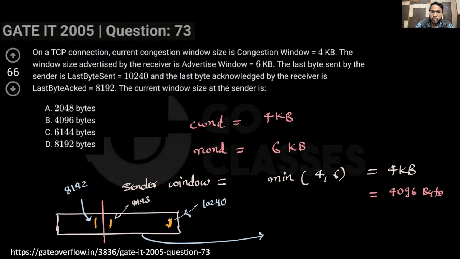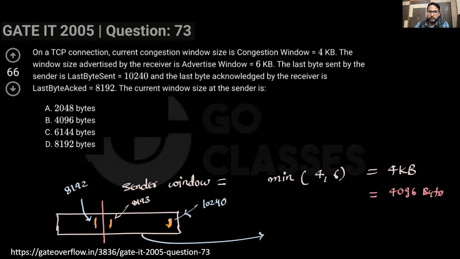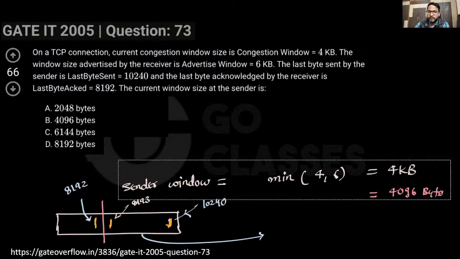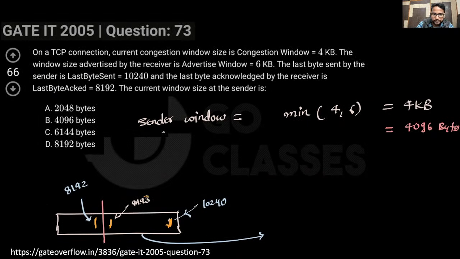So let me just calculate the number of bytes in the air. The sender window size is easy to calculate, but let's focus on this question a little more carefully. Tell me how many bytes are in transit. This is 10240 minus 8193 plus 1, right? It should be plus 1. So what are you getting? 10240 minus 8192, so 2048 you are getting, right?